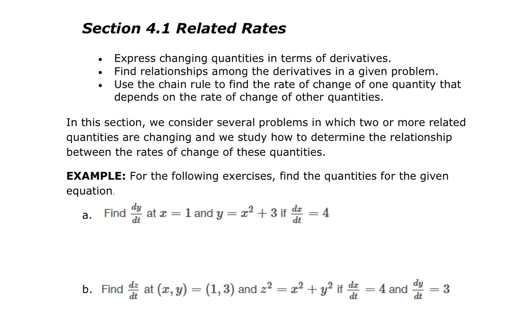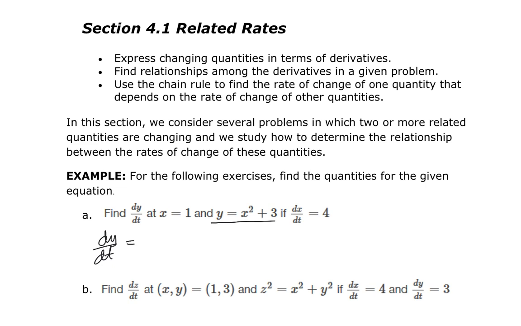Now this is different than when we do dy dx because we are doing this with respect to time. So find dy dt at x is equal to 1 and y is equal to x squared plus 3, if dx dt is equal to 4. Because we're doing it with respect to time, I'm going to take this equation right here and find the derivative with respect to time. Instead of having dy dx, we're going to have dy dt. So t would be our independent variable. So dy dt, that's because I'm taking the derivative of y with respect to t.